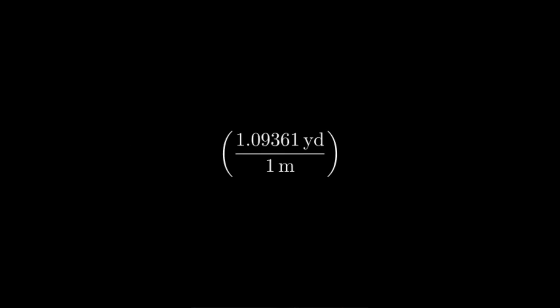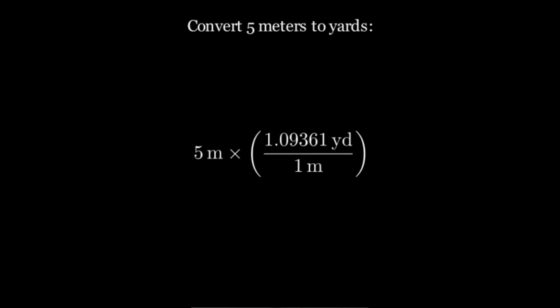There are 1.09361 yards in 1 meter. So we use this conversion factor. Convert 5 meters to yards. The answer is approximately 5.46805 yards.